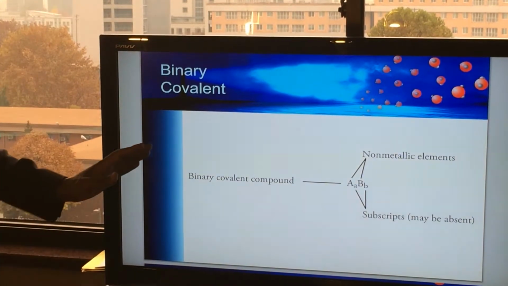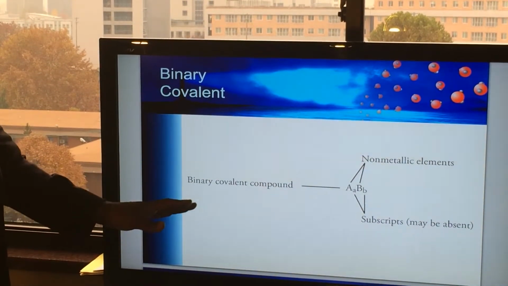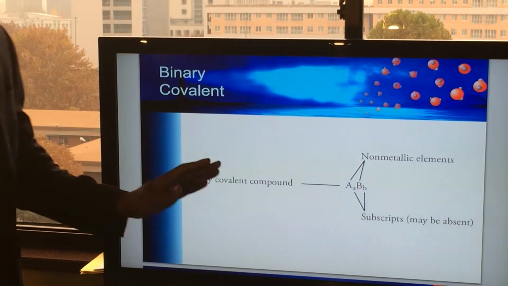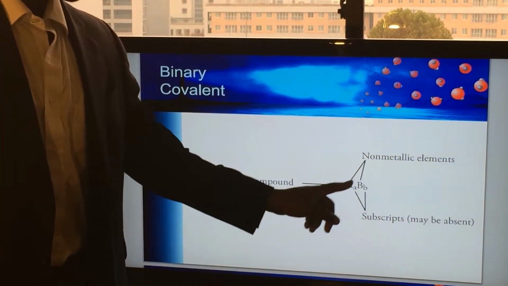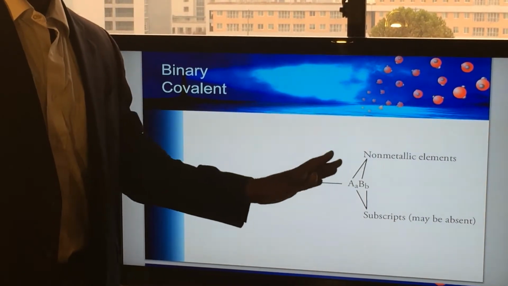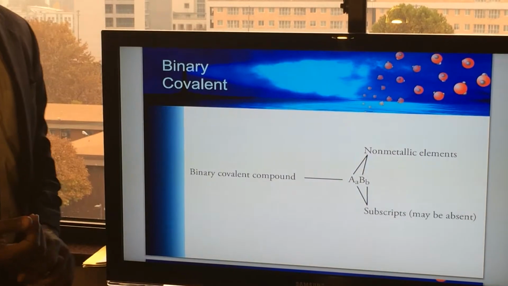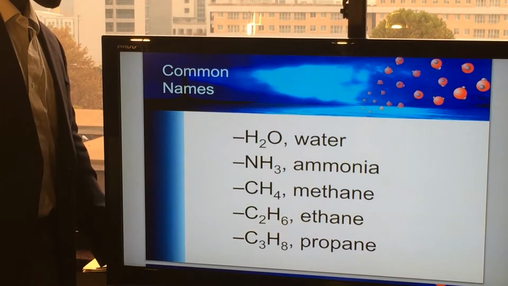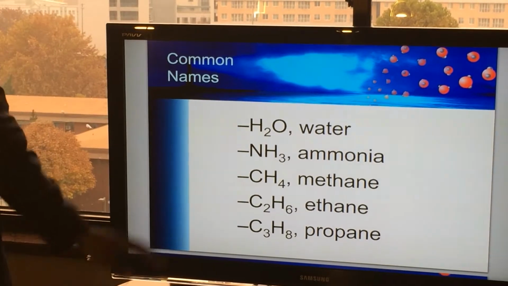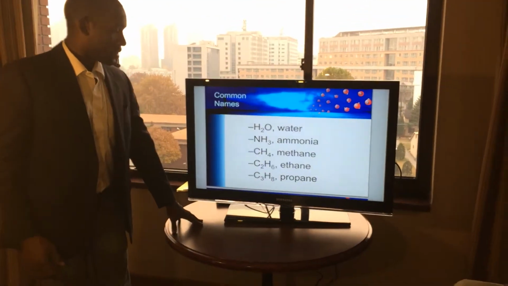And this is just a review of how to label or generate a binary covalent compound. It's just like the binary ions. The difference is they're both nonmetals. So this would be an example of nitric oxide, nitrogen dioxide, those type of compounds. So these are common names for covalent polyatomic compounds.